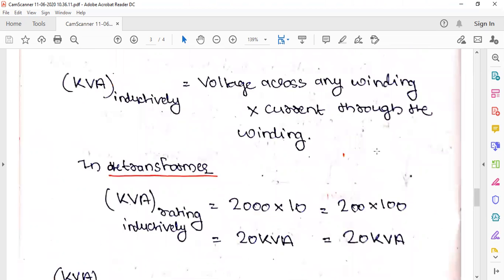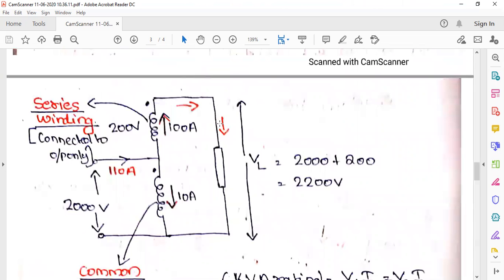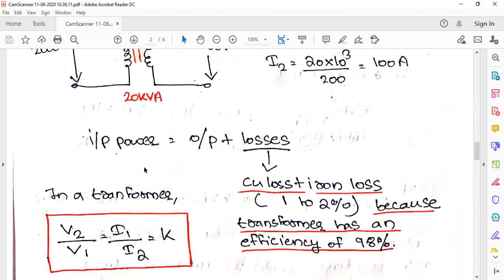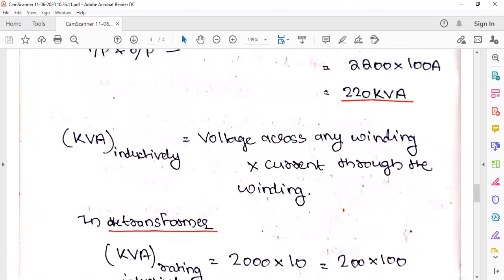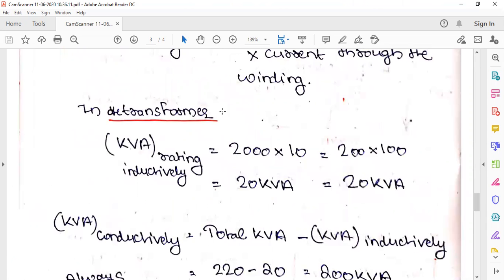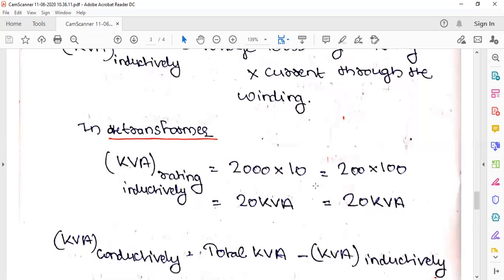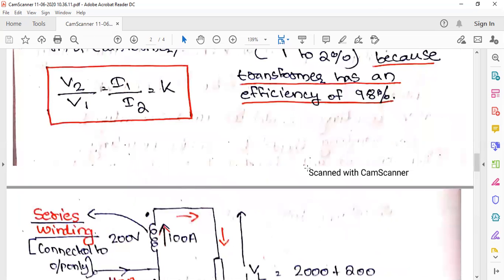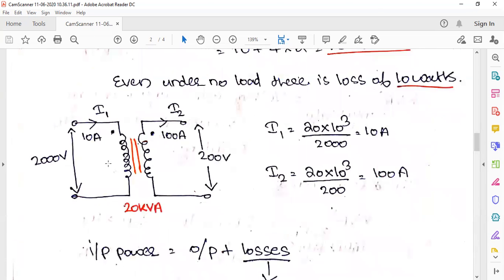So that's clear here. So in our transformer, the transformer which was here, how much is the kVA rating? The kVA rating there is 2000 into 10, that is 20 kVA. Input kVA and output kVA. If we are calculating for the transformer, here it will be 2000 into 10, and here it will be 200 into 100. Same value, 20 kVA.